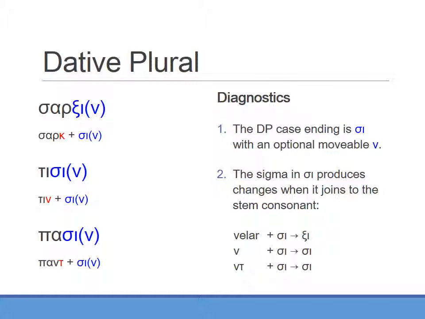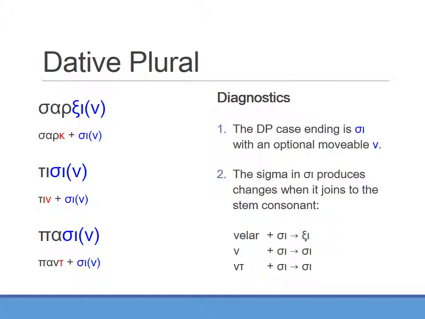The dative plural is the other problem one, because just like the nominative, it has a case ending that starts with sigma. The dative plural case ending is -si, and it has an optional movable nu at the end, so it's -si or -sin. The sigma produces changes when this case ending joins to a stem consonant. For example, if we take sark plus si, the kappa and sigma combine to form xi. So when you add sigma to a velar, it forms xi. So sarxi or sarxin, if we use the movable nu, is the form.